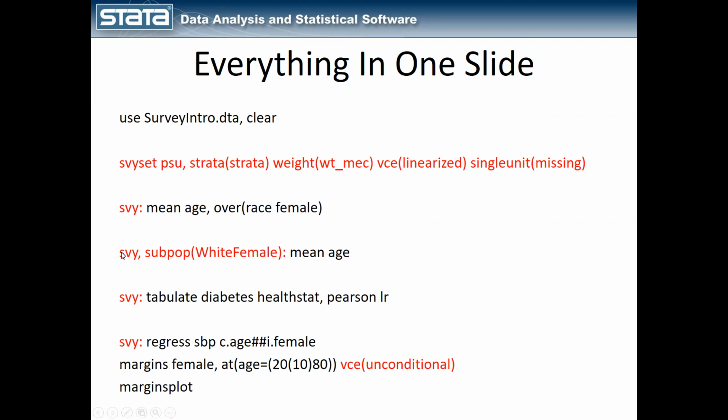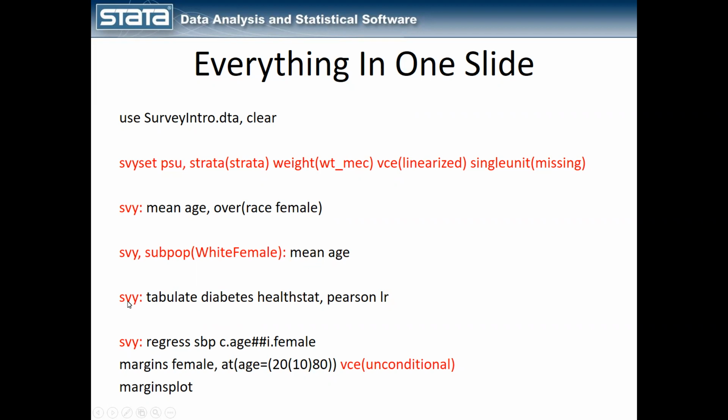If you want to do this for a subpopulation, this is an important line right here. Don't use if. When you're working with survey weights in Stata, don't use if. Sometimes you can get away with it and it works, but sometimes it won't. So just get in the habit of using svy, subpop, for instance, white female, if you had an indicator for white female, colon, and then estimate your sample.